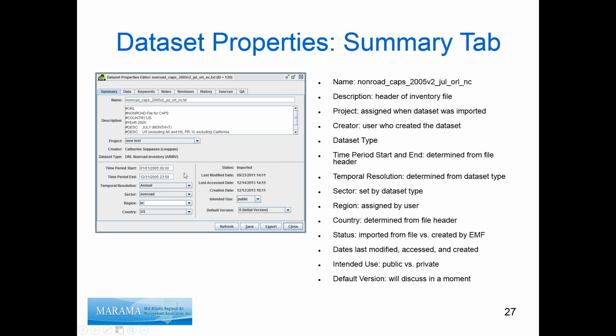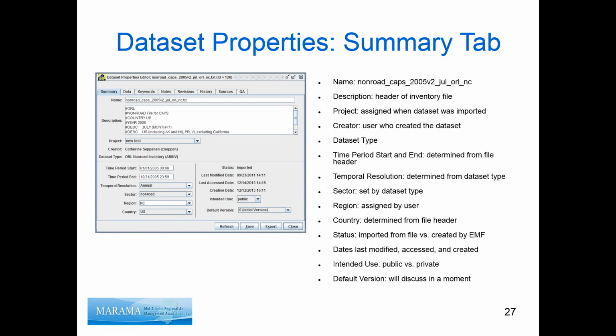There's various pieces of information like the time period and the temporal resolution. These are pieces of information that try to describe the file so that it's easier to find, so that you can have a quick view of sort of what is this file that I'm looking at.